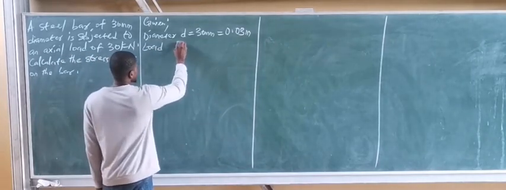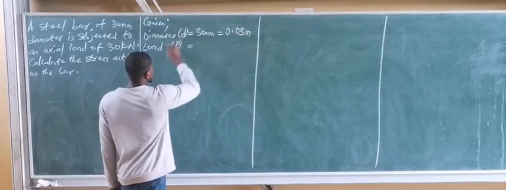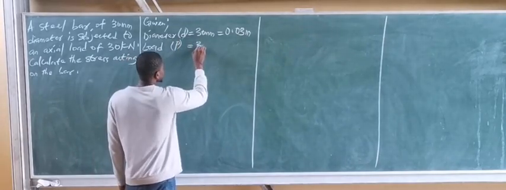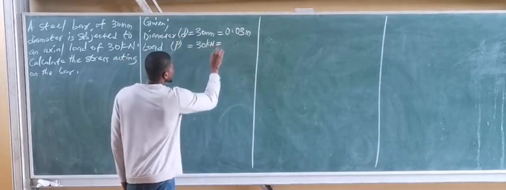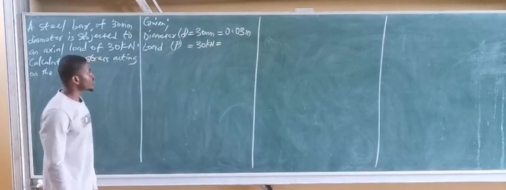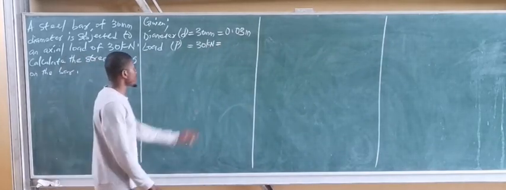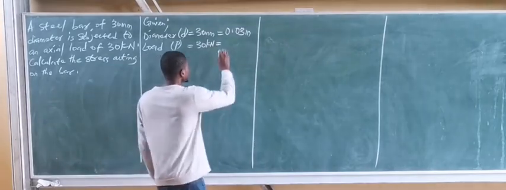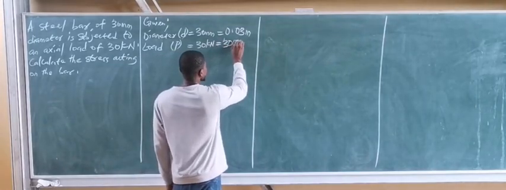Load given P is equal to 30 kilonewtons. So convert kilonewtons to newtons, multiply by 1000. 1 kilo is 1000. So this gives us 30,000 newtons.